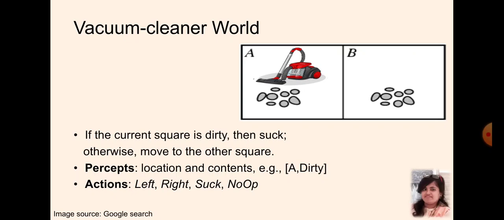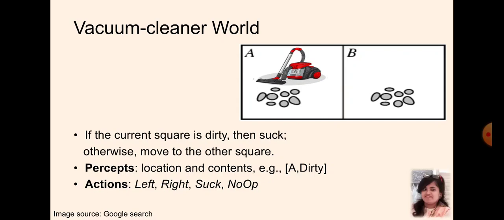Otherwise, if tile A is clean, we do not need to suck that particular tile. We can move to the other tile, the other square, that is B. Now, what are the percepts, or how do you need to represent the percepts here? The percept you can represent by the location and the contents.